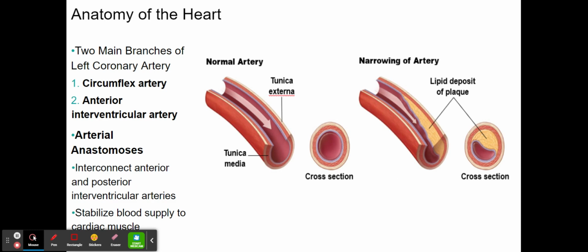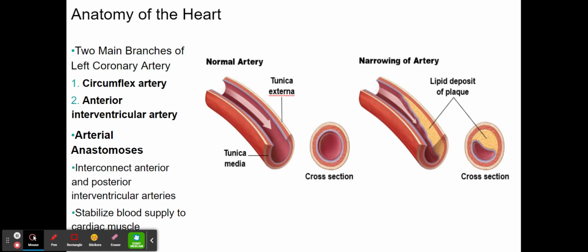The left coronary artery supplies blood to the left ventricle, left atrium, and the interventricular septum. As it reaches the anterior surface of the heart, it gives rise to a circumflex branch and an anterior interventricular branch. The circumflex artery curves around the coronary sulcus. It eventually meets and fuses with small branches of the right coronary artery.